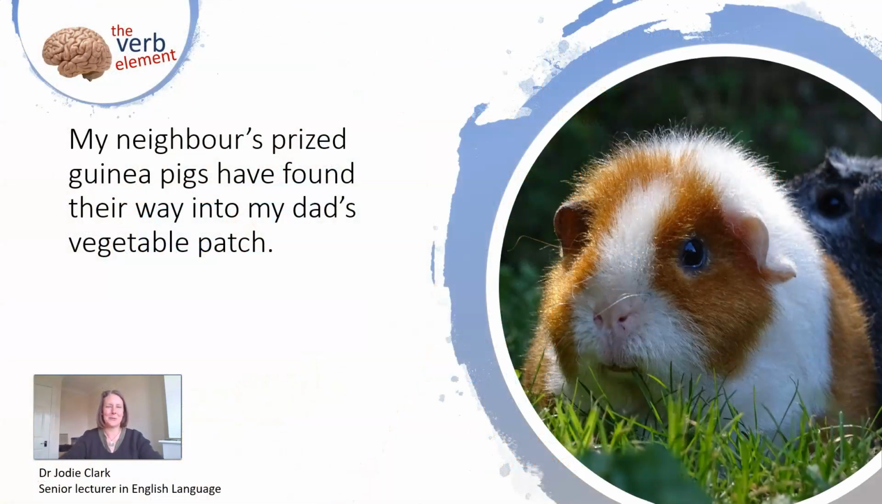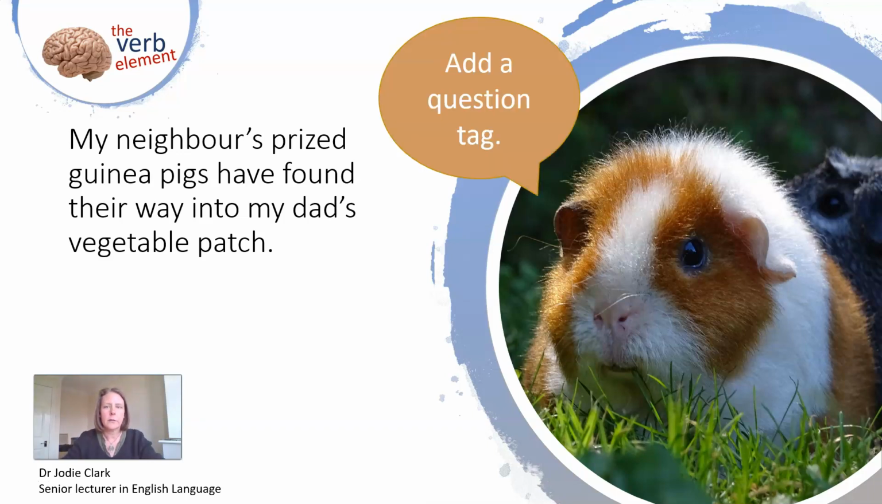So if we start with the one about the guinea pigs, my neighbor's prized guinea pigs have found their way into my dad's vegetable patch. So let's take this through step by step, how to find the verb element. So the guinea pig will guide us. The guinea pig says, well, the first thing we do is add a question tag. My neighbor's prized guinea pigs have found their way into my dad's vegetable patch.